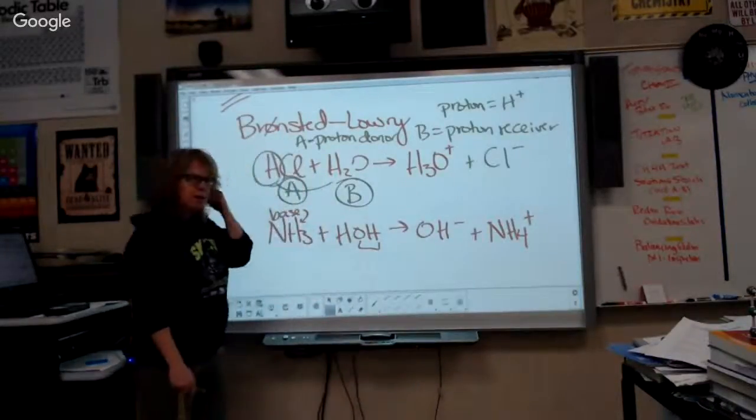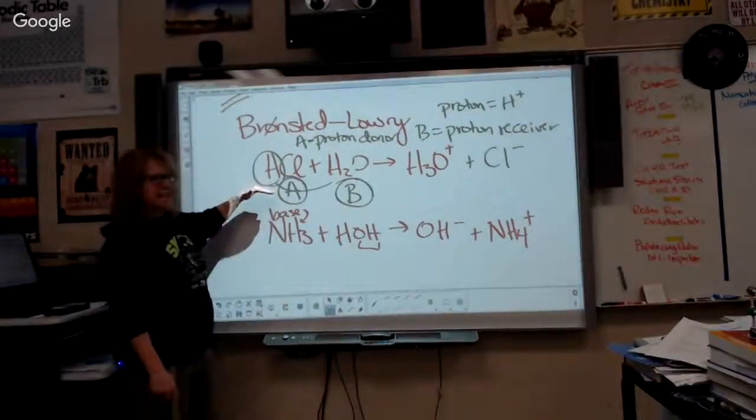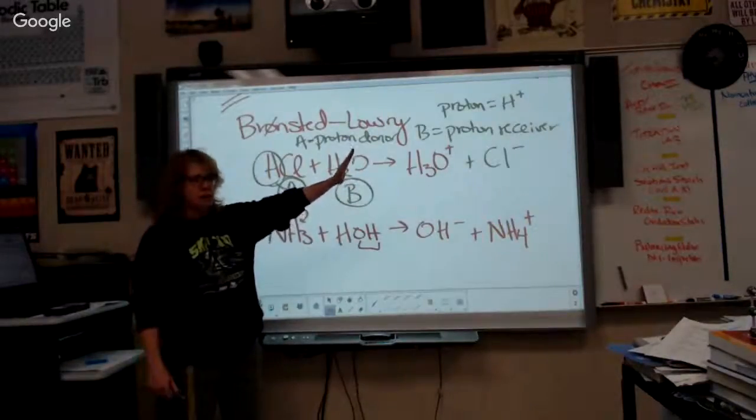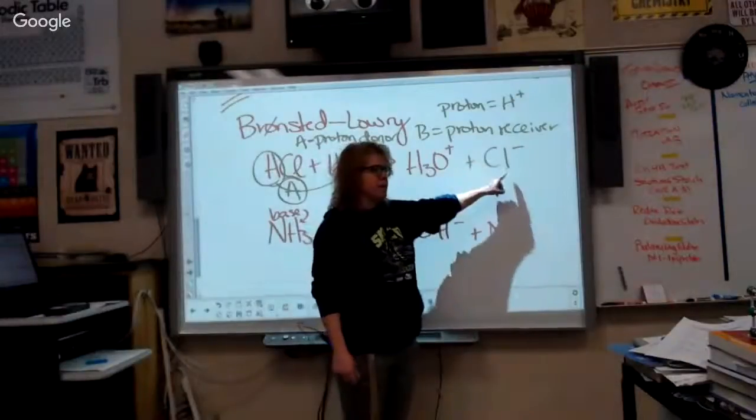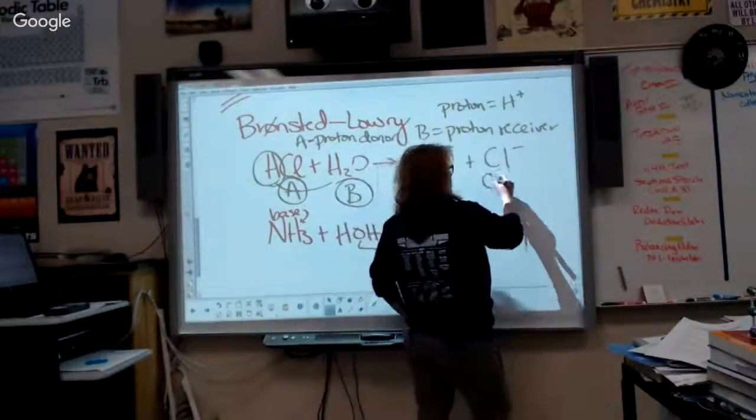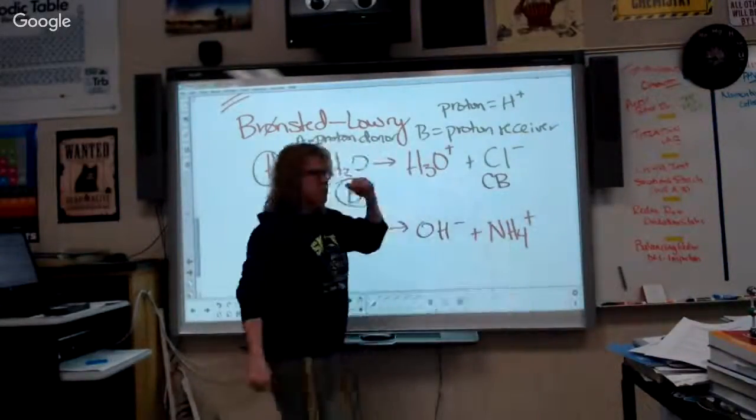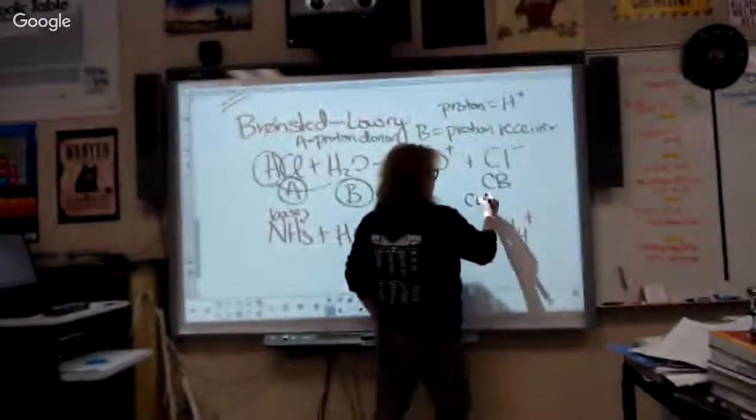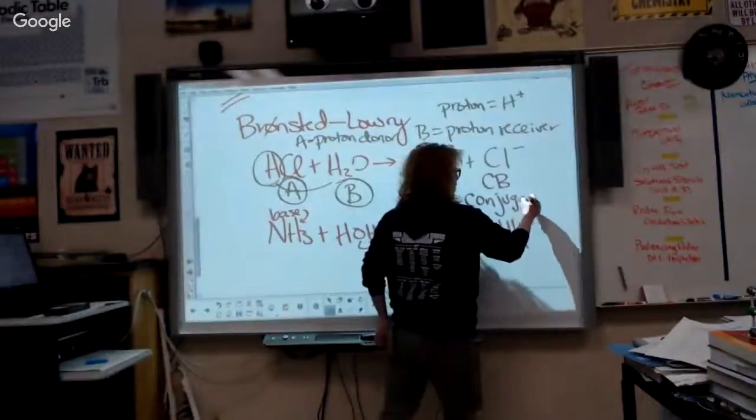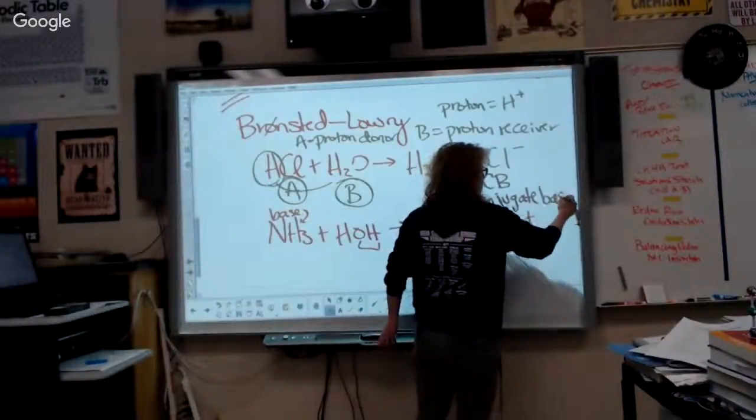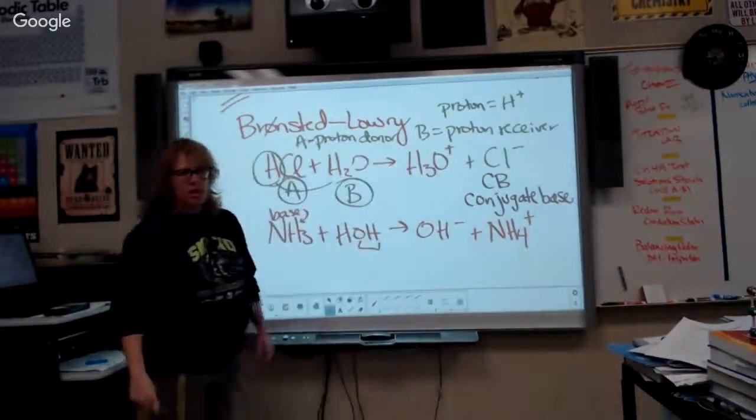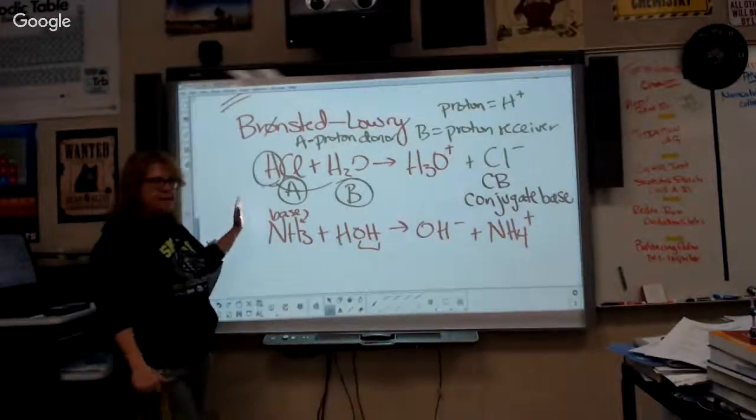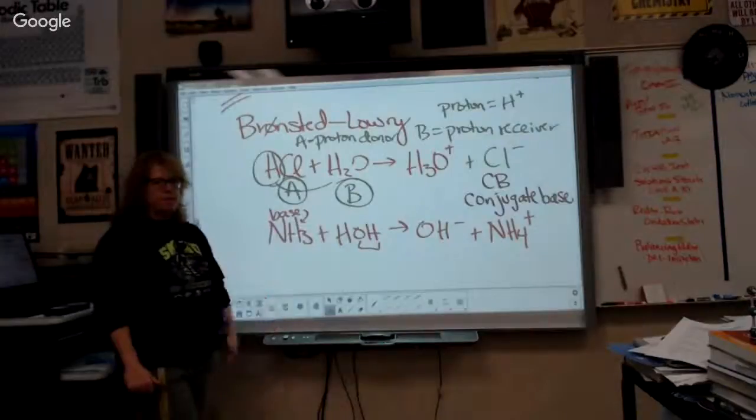Here's what's kind of weird about these. This thing, after giving away its hydrogen, is no longer considered to be an acid. This side of the reaction is called, I'm going to put the abbreviation up here, and then I'll give you what the CB stands for. The C is called the conjugate base. It's two words. So the acid becomes the conjugate base.